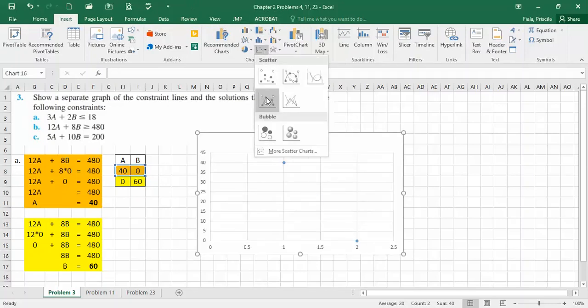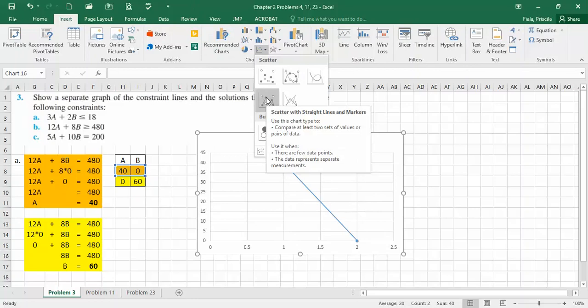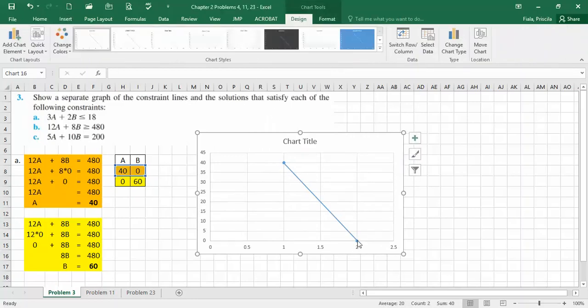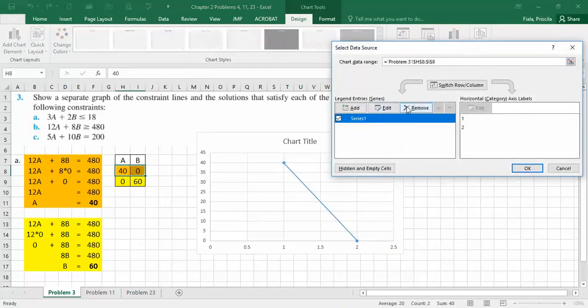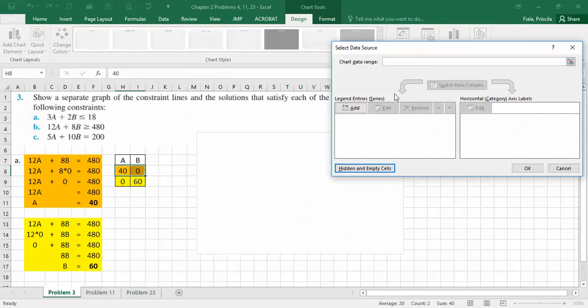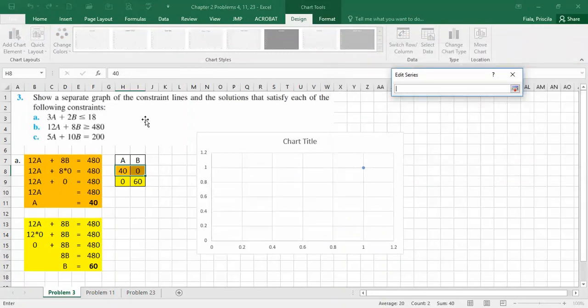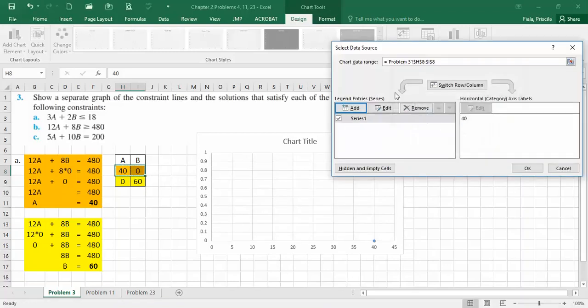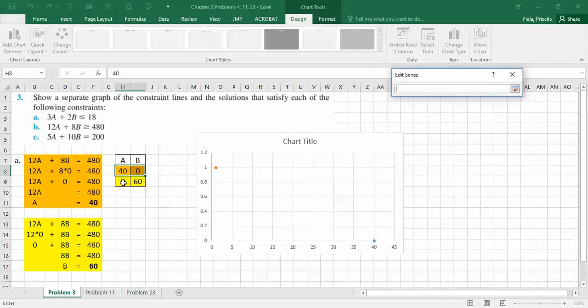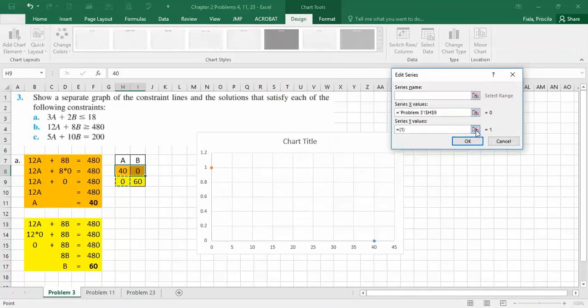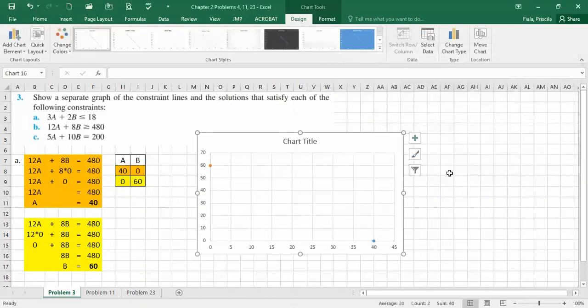Graph. And with the line, okay, I'm gonna go over here and I can either click the right button here or go here and select the data. I want to clear the whole shell. I just want to keep it like this, and I'm gonna add where when A is 40, B is 0. Okay, and then I'm gonna add one more. Then when A is 0, B is 60. Okay, and then okay. Here we go.